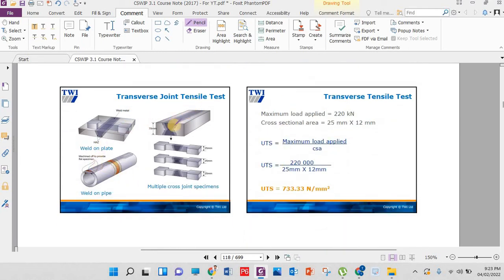Okay, same, he gave you all weld metal and transverse at 90 degree. This is a very important question, and there are always two questions, one from here, one coming. Then he will give you the maximum applied load and the cross-sectional area, and you calculate the ultimate tensile strength, UTS.